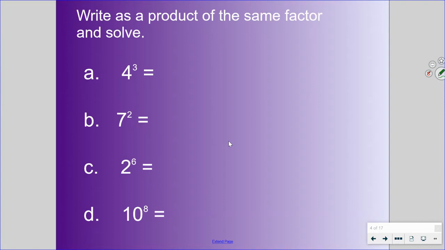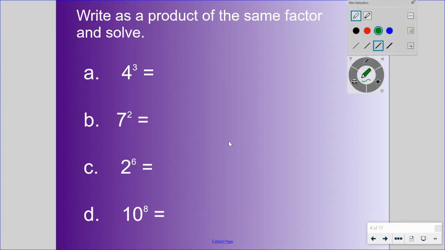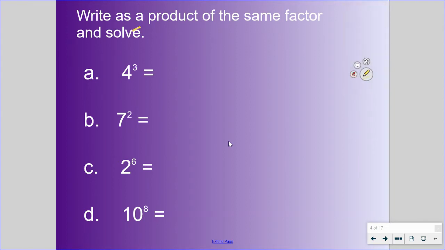Let's go into writing as a product of the same factor in, whoa, there's Mr. Cowan's pet peeve. We are most certainly not solving. You can say compute, you can say simplify. Most of us will say evaluate. But please don't say solve. So first, we're going to write it as the product of the same factor, 4 to the third power. 4 is the base. The 3 tells you exactly how many times that 4 will be repeated. 4 times 4 is 16. 16 times another 4 is 64.